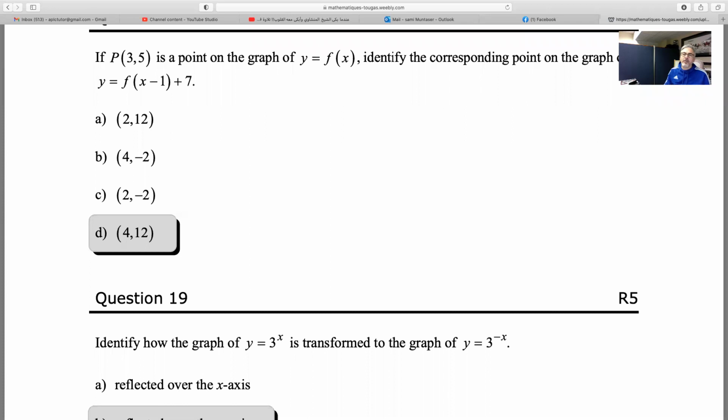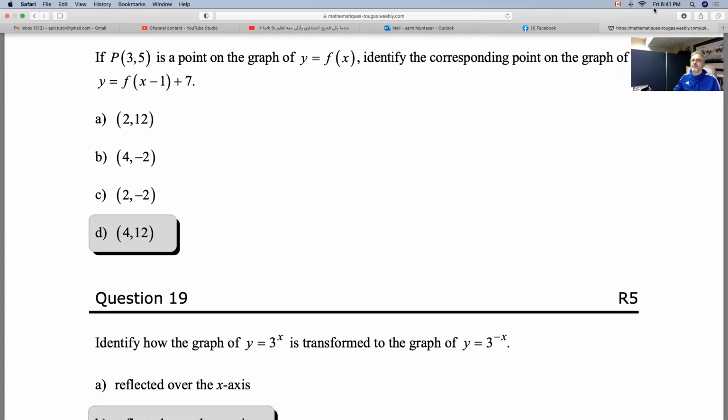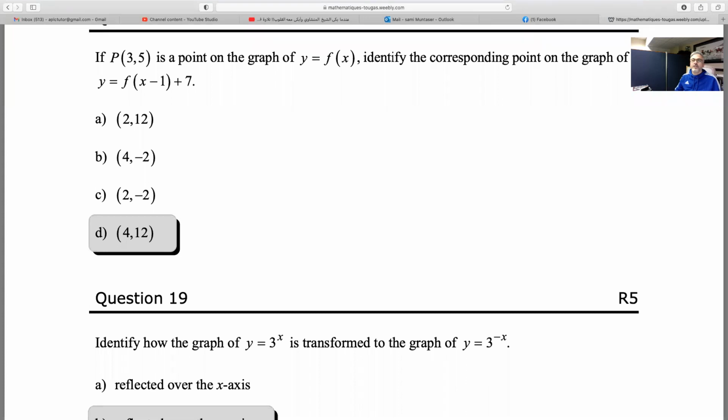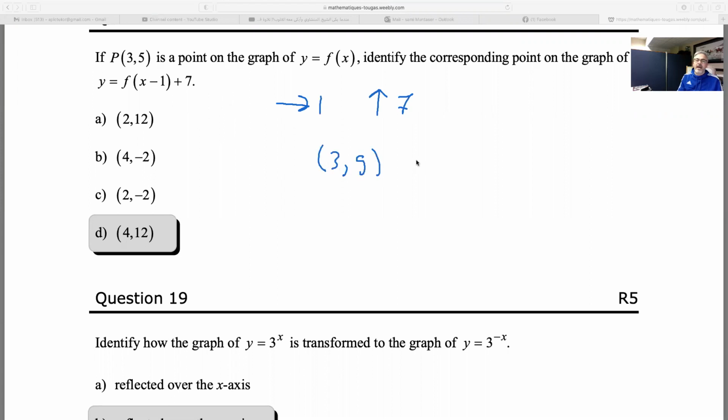So here we're starting the multiple choice questions. If P is (3, 5) and it's a point on y equals f of x, identify the corresponding point after these transformations. Here, the transformations are 1 to the right and 7 up. So that means you add 1 to the x and it becomes 4, and you add 7 to the 5 and it becomes 12. So (4, 12) is your right answer right there.